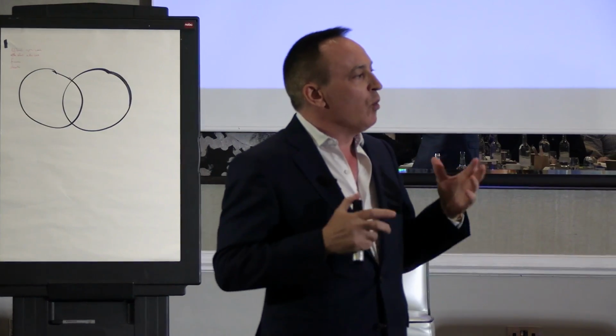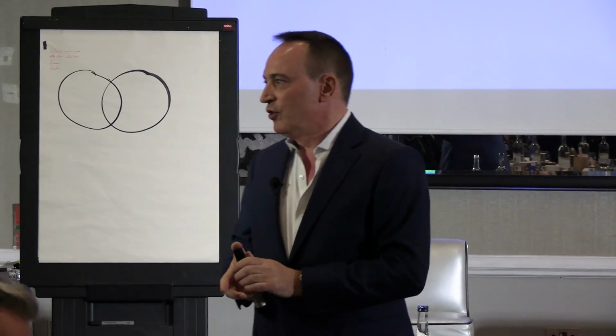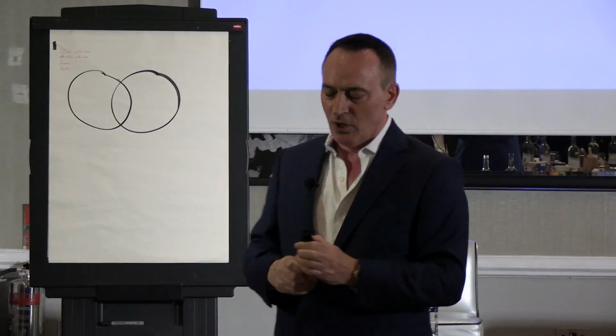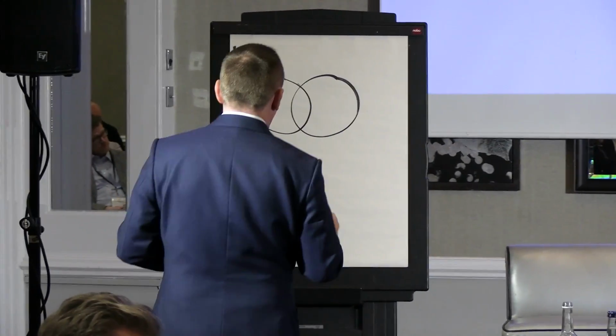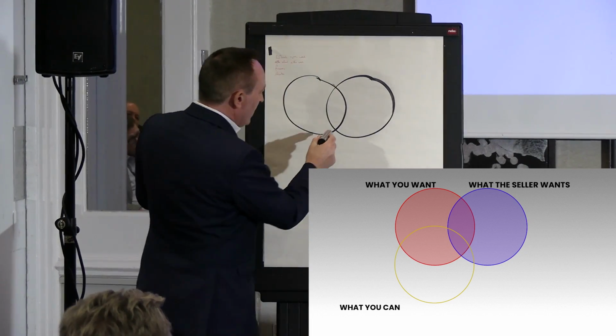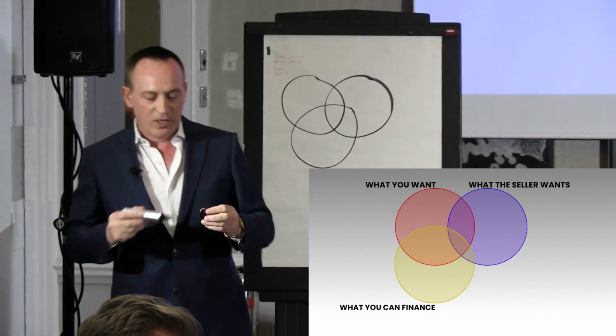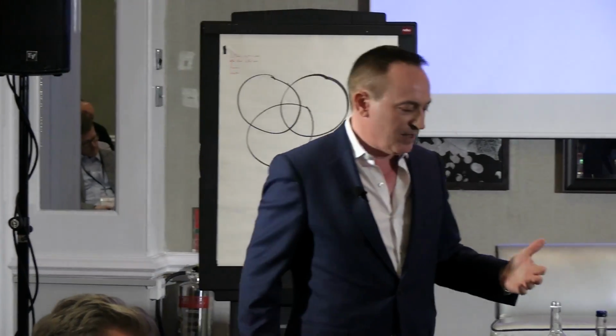What the owner wants is a whole different discussion to the mental discussion you have about what you want. Now, the next part of this Venn diagram is going to be what you can finance. Because if you can't finance it, you can't have it.